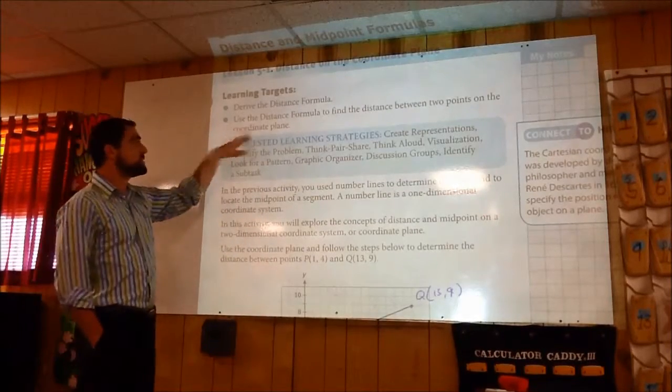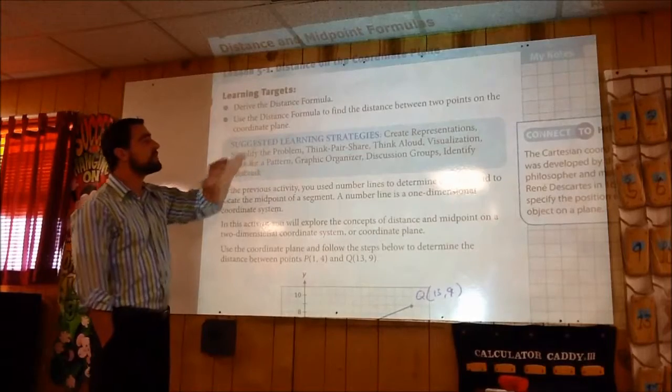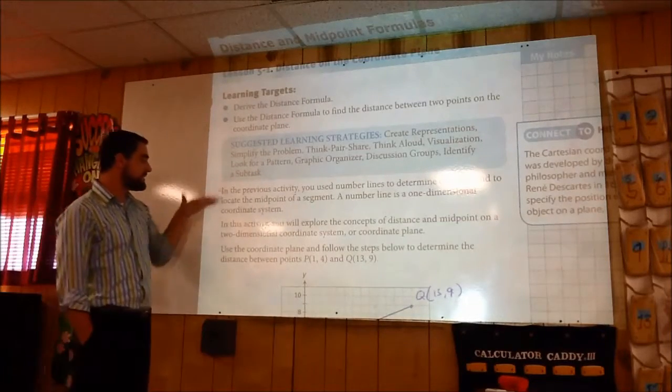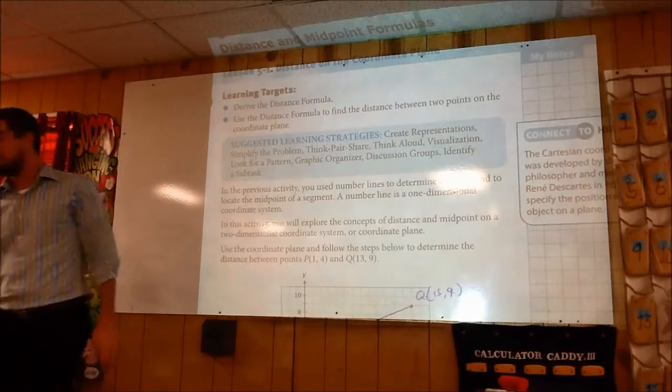And then also we need to just apply it. We need to use that distance formula to find the distance between 2 points on a coordinate plane. Will someone read these 3 paragraphs for us aloud?